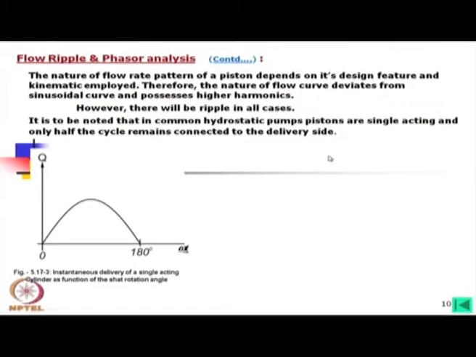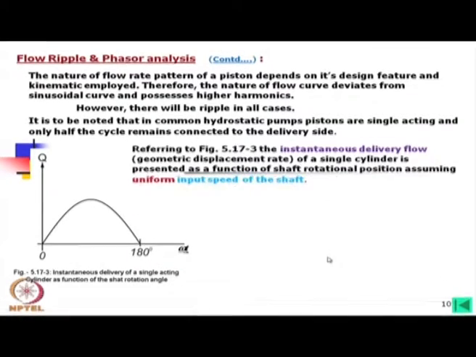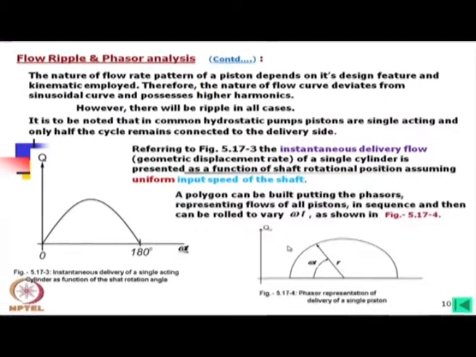Now, we can say this is a cycle, say maybe for the delivery side we have drawn this cycle. Okay. Now, referring to this figure, the instantaneous delivery flow, the geometric displacement rate of a single piston, is presented as a function of shaft rotational position assuming uniform input speed of the shaft. So, this is presented with respect to that uniform speed, omega is constant. If it is not constant, this nature will change, that is obvious.